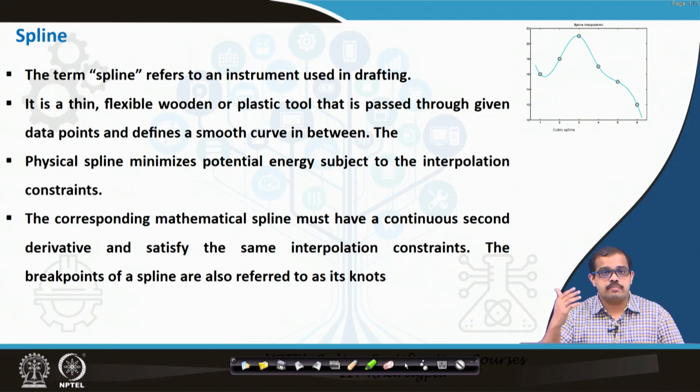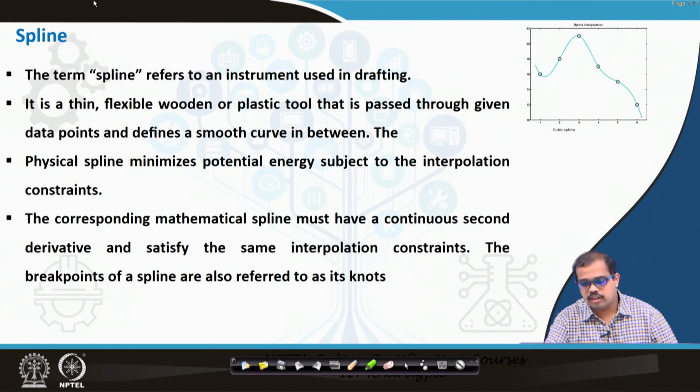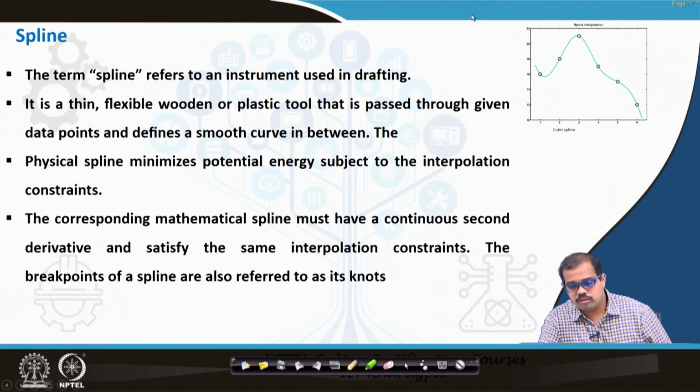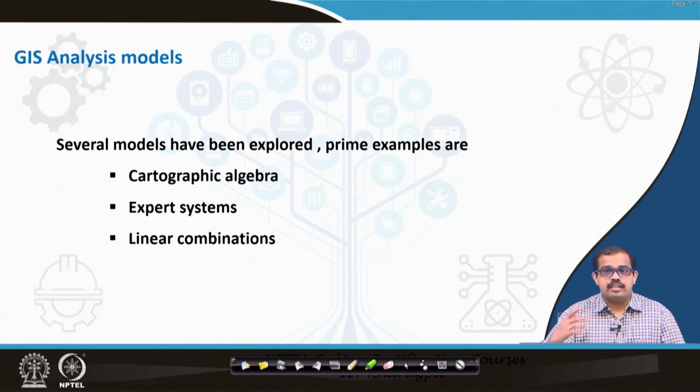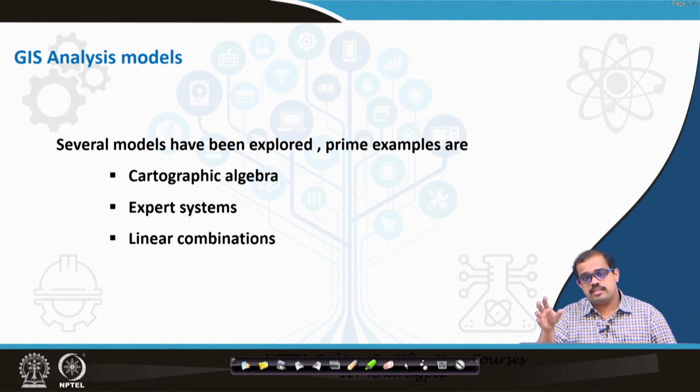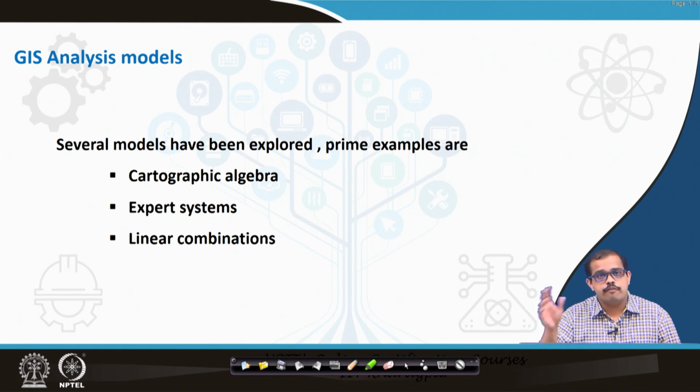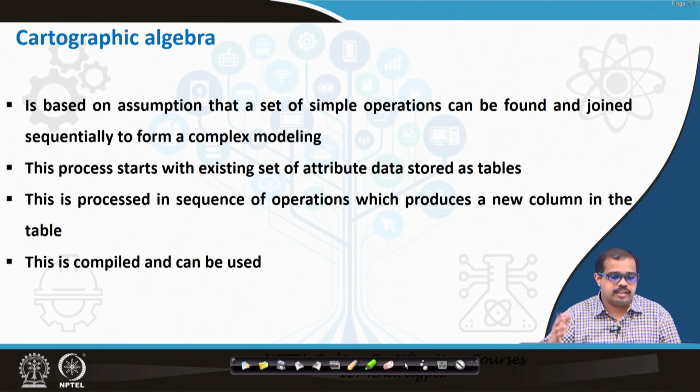The breakpoints of the spline are also referred to as knots. So, these are knots that you use. Whatever I am showing here is actually a cubic spline. Now, when you are looking at different models in a GIS, there may be several models. For example, there is cartographic algebra, there are expert systems, there is linear combination. You can even look at certain recent research articles where expert systems are used for different kinds of GIS analysis and analytical models.